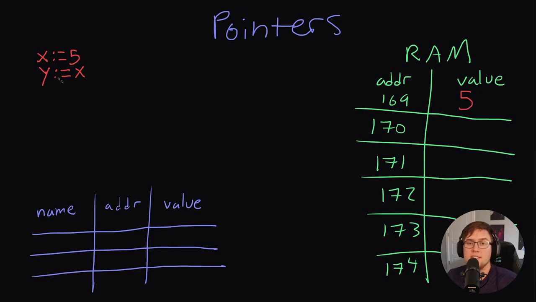Y actually gets a new copy of the value. So x lives here at address 169. Y, let's just say, is going to live at address 170, and we get a copy of that 5. So down here in this table, this is where we're going to keep track of all of our variables. We'll say that x, so x is the variable name, lives at address 169, and it stores the value 5. Now y lives at address 170 and stores also the value 5.